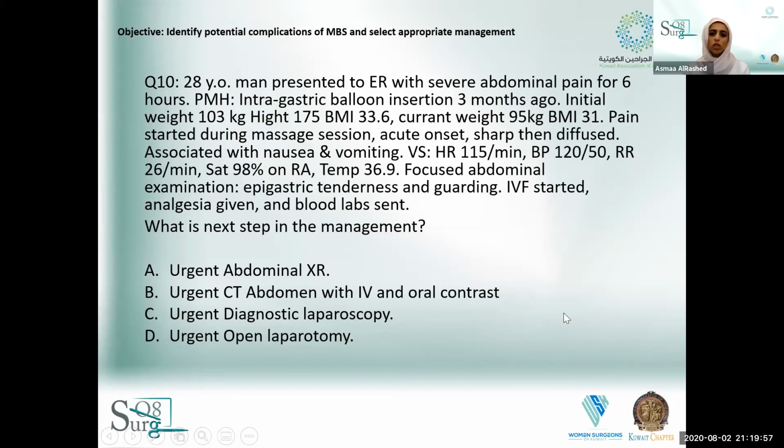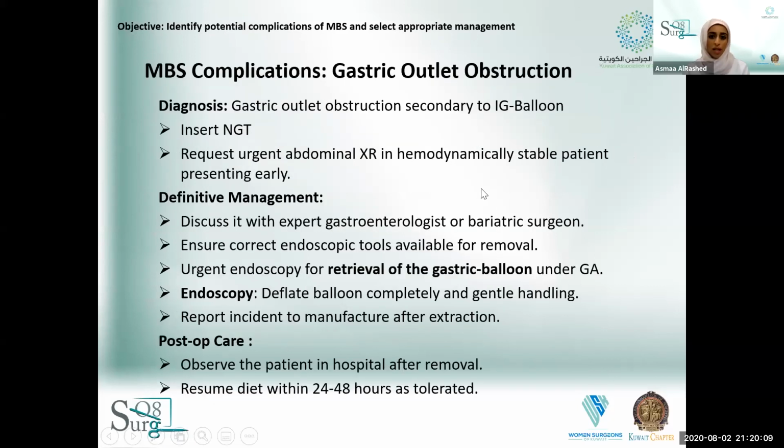What I wanted you to know from this scenario is the following. This is a patient who had a balloon, and he comes to your emergency very early on, within 6 hours of their pain. They're hemodynamically stable.